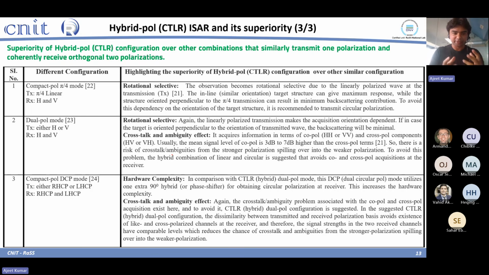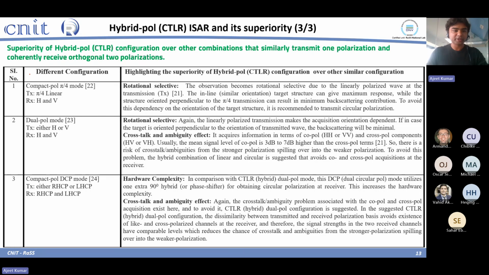If you're doing some mathematics, like adding or subtracting the cross pole with the co-pole, which we usually do, in the case of dual pole, where you have HH and HV, or VV and VH, one will be very strong and one will be very weak. So there is a chance that the stronger will spill over the weaker one. That's the problem with the same channel and the cross channel.